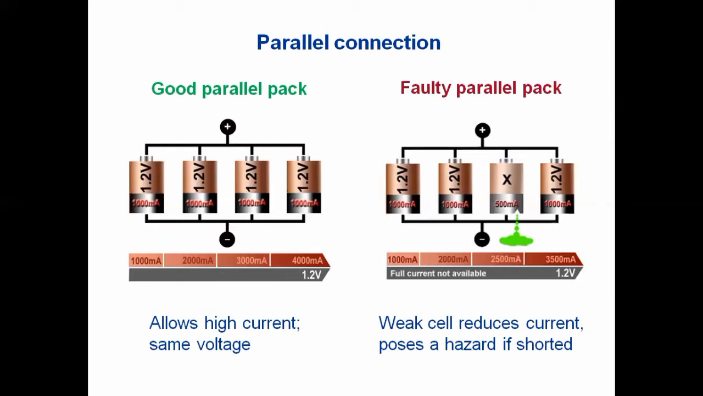So what is the significance of a good parallel and a faulty parallel? A good parallel pair allows high current. The current increases while maintaining the same voltage. Having connected in parallel, the voltage is the same, but it allows high current. But here the weak cell, which is different from the 1.2 volt batteries, reduces the current and forces a hazard. Any short poses a hazard to the whole system.